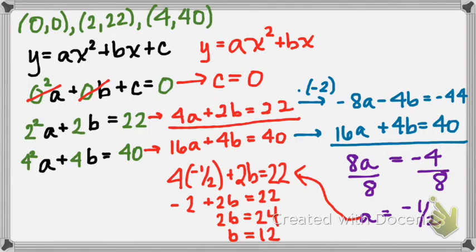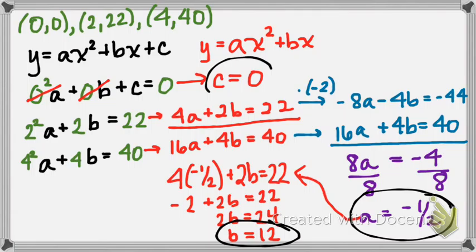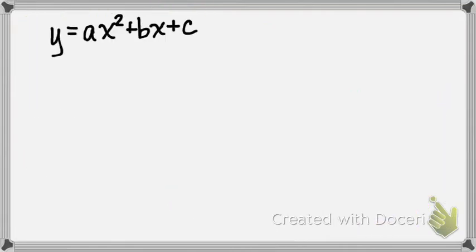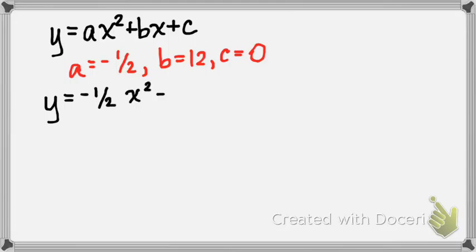So now we know all of what a, b, and c are. A is -1/2, b is 12, and c is 0. And I found those so that I could write this function that goes through these 3 points as a quadratic. So I'm trying to write this as y equals ax squared plus bx plus c. We know a is -1/2, b is 12, c is 0. So my quadratic function is y equals -1/2 x squared plus 12x. I can go ahead and check and make sure this works.